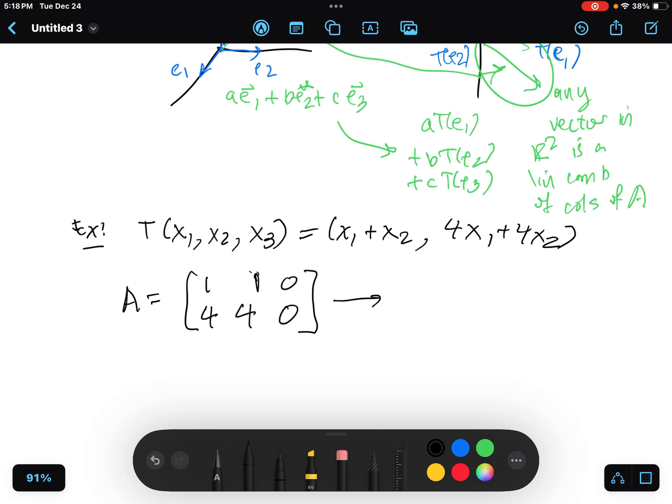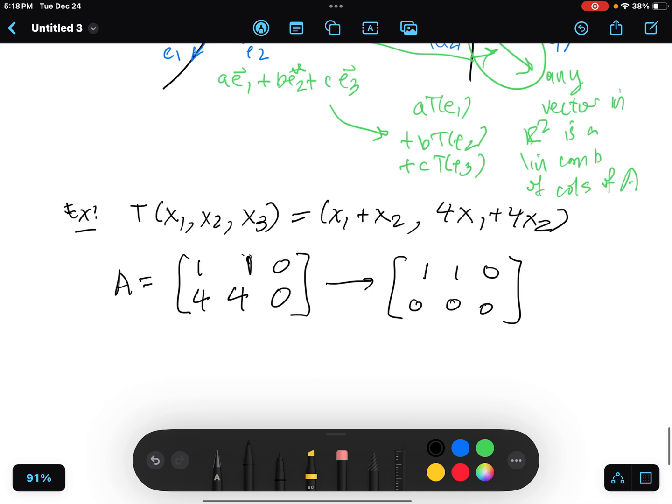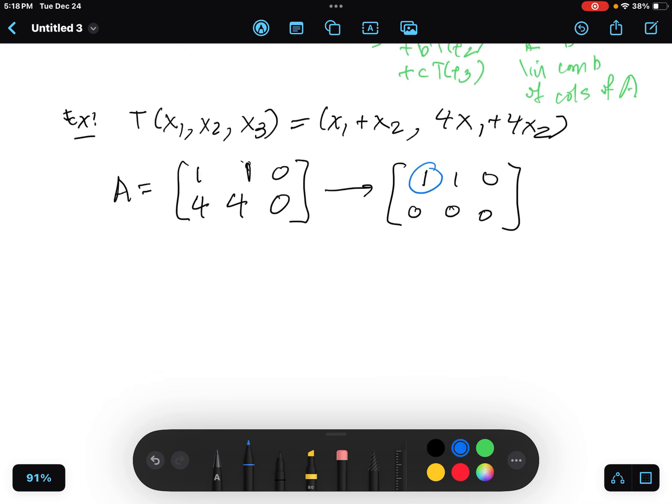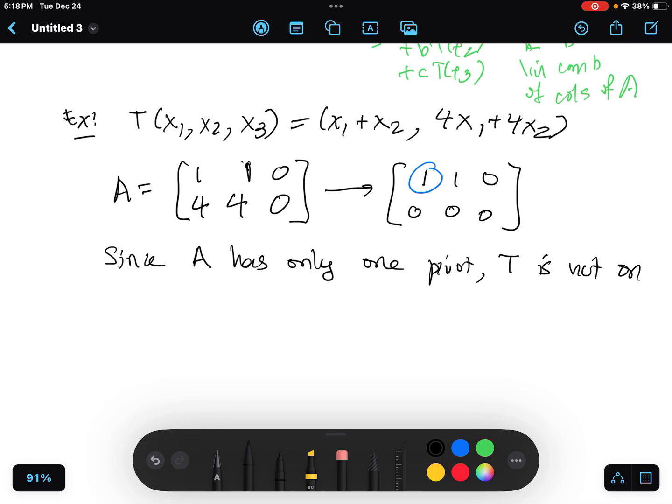And when I row reduce this matrix, I'm going to get this, and so I have one pivot. So I certainly do not have a pivot in every row. Row 2 does not have a pivot. So since A has only one pivot, T is not onto.